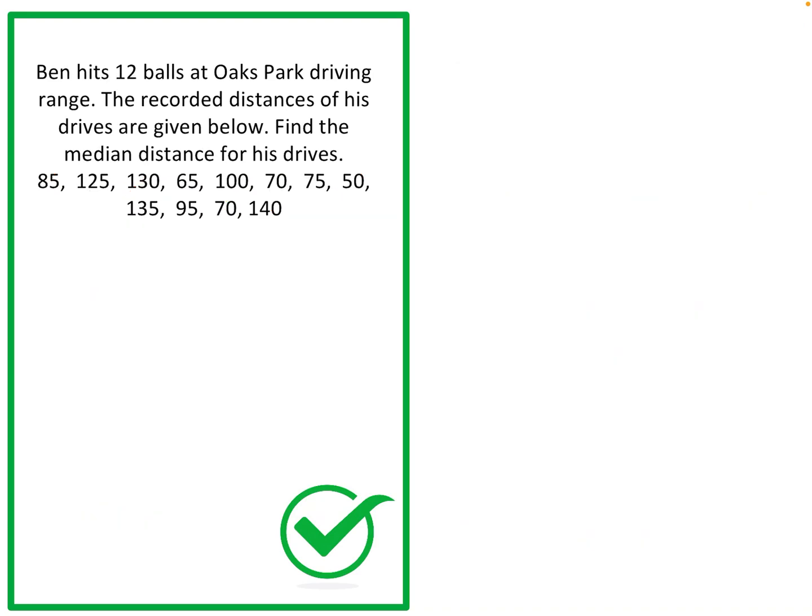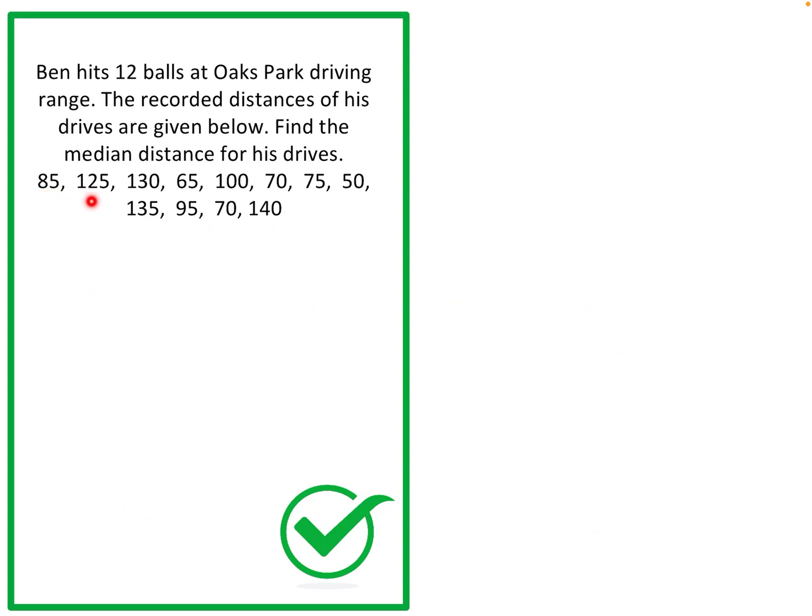Here's another set of data. So this time he's hit 12 balls at Oaks Park driving range, really pushing the boat out now. And we've recorded the distances below. So let's find the smallest. You can see there's quite a big range of results here.